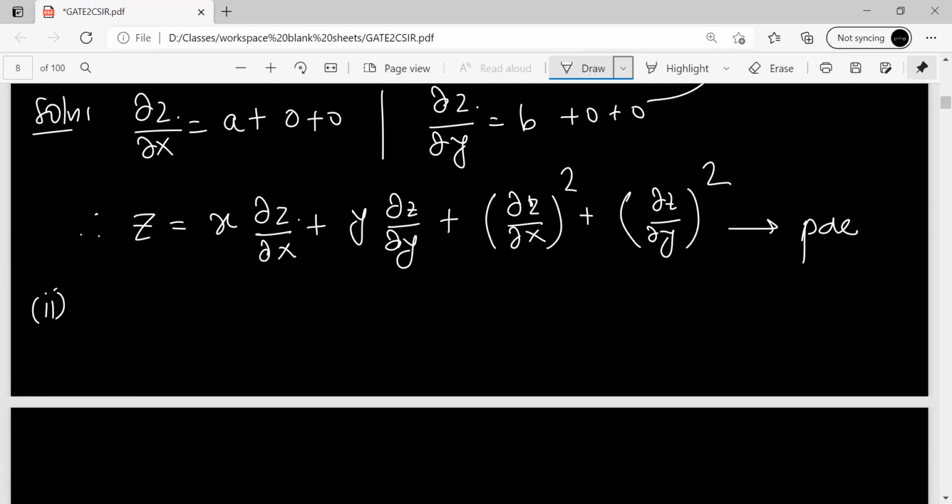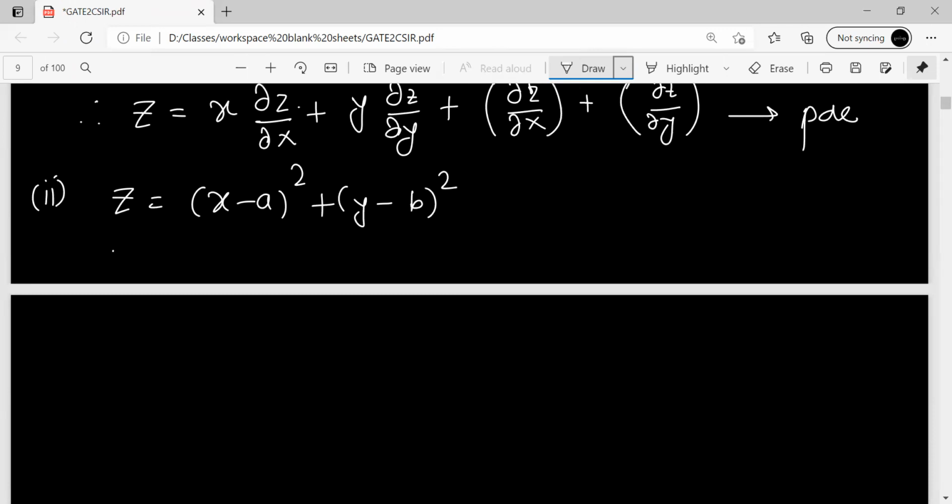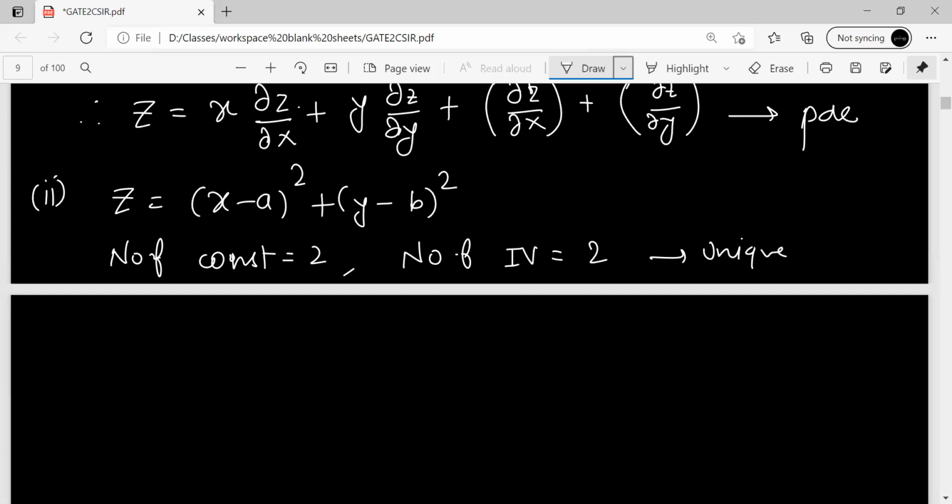So let's say I get this one. So z equals to x minus a square plus y minus b square. Okay, I get this and I have to find the PD. So simply again, number of constants are 2, and number of independent variables are again 2. Okay, so again I'll get a unique PD.